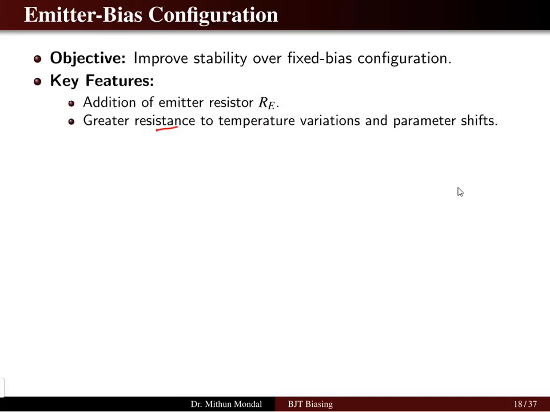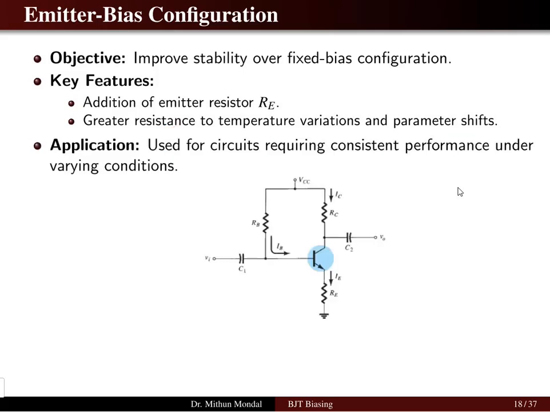A greater resistance leads to better handling of temperature variations and parameter shifting. So this will help with temperature fluctuation and when there is a shift in the parameters. We can see in the circuit that there is a resistor RE connected to the BJT. Earlier in fixed bias, this was directly grounded, and this would result in consistent performance under varying conditions.